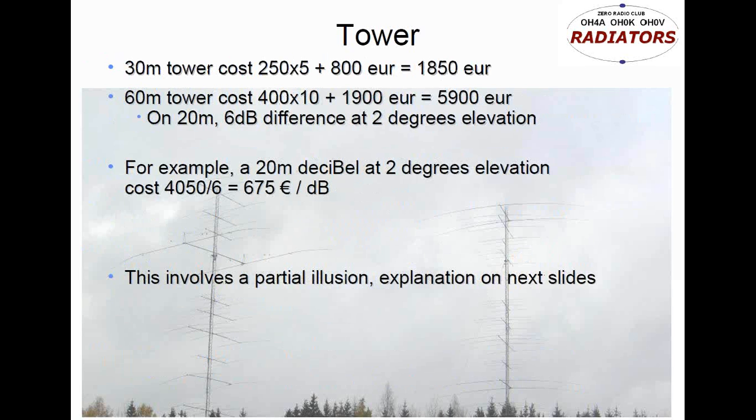I estimated here some figures, some numbers for discussion. A 30-meter or 100-feet tower could cost a little less than 2,000 euros, but a 60-meter tower would cost around 6,000 euros minimum. If it's assembled, it's going to be even more. Theoretically on 20 meters at 2 degrees elevation, if you model this on average flat ground, you are going to have about 6 dB more gain, and this would be showing you 675 euros a dB.